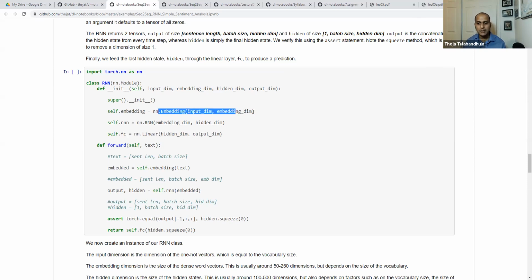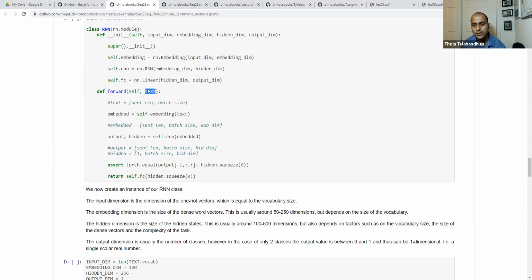And the embedding layer is there because if your input is already numbers, then you don't need an embedding layer here. But we are working with text, so you need to somehow go from a character or a word to a vector. Now let's say we created this module, and you need to define the forward function. The forward function takes the text as the input, as in the whole sequence of words.